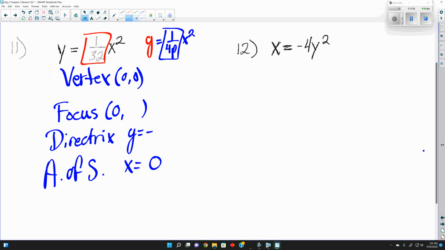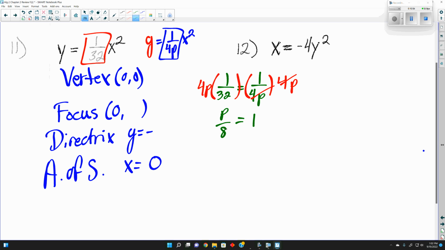So to find it, we can set 1 over 32 equal to 1 over 4p. Then our first step is to multiply both sides by 4p. Those will cancel. Now we can do 4 times 1 over 32 to simplify, especially in the calculator, and it'll tell us that we have p over 8. Questions on this so far?